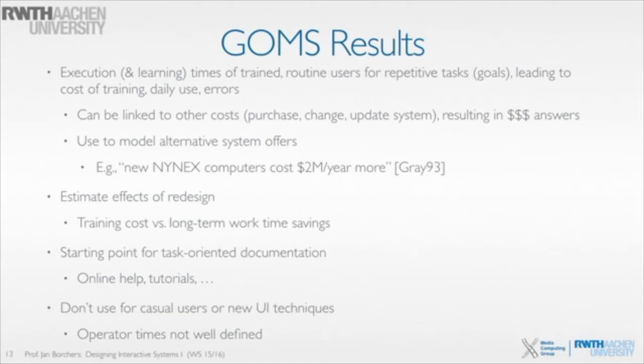So another thing you can basically find out with this is, if I, for example, spend so much money on training, which is again, it's intangible what the benefit is, you can say, well, training will speed people up by, from our experience, by this effect, and that will save us long-term cost in training, in work time savings. It's also a great point of starting to write documentation.